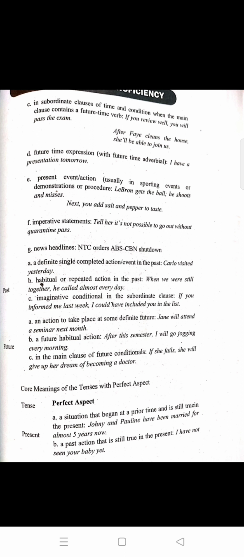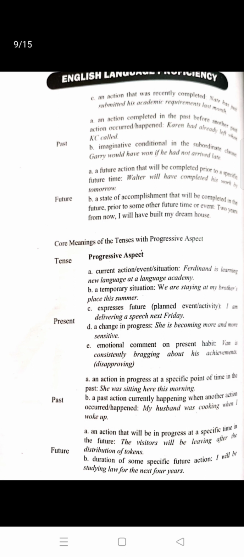Now we proceed to the core meanings of the tenses with perfect aspect. So, a situation that began at a prior time and is still true in the present. When we are talking of perfect aspect of verbs, we are actually referring to two actions being done in the sentence. First one is a situation that began at a prior time and is still true in the present. Next one is a past action that is still true in the present. So it's already in the past and it's still true in the present. That's another two actions being implied.